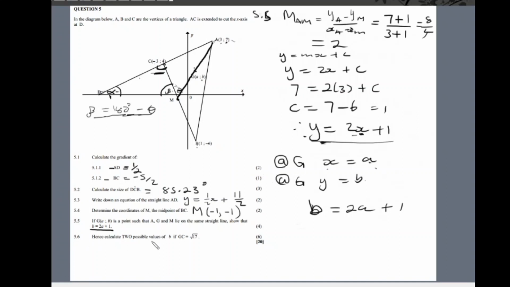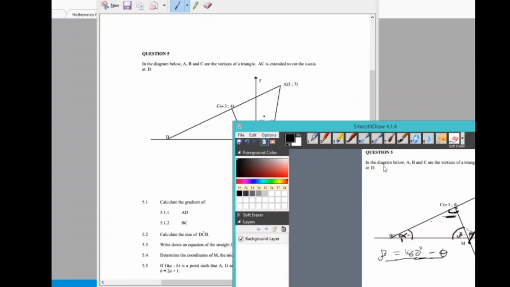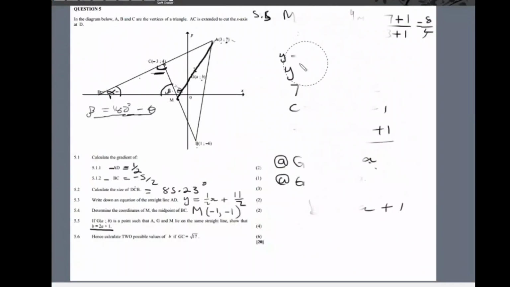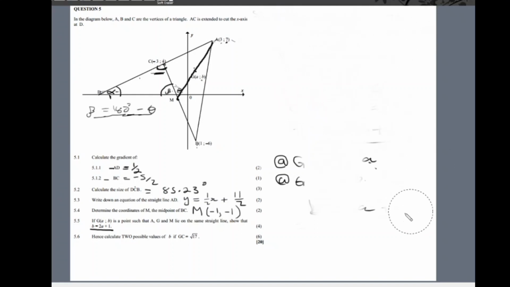We can go ahead and calculate the values of b, in 5.6. So I'll just erase here. Oops, we don't want to erase everything. Okay, so now we go on to 5.6.